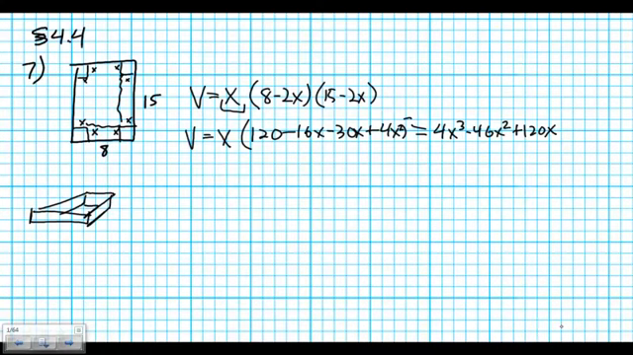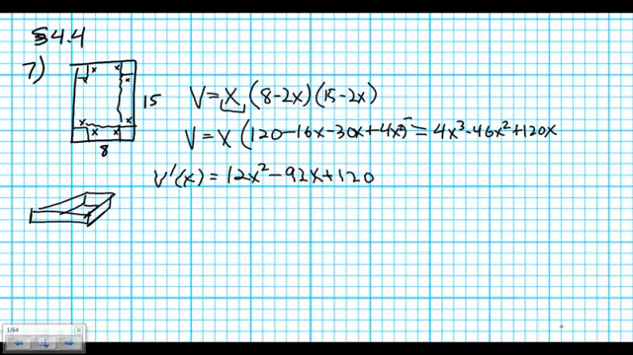Can you take a 2 out of there? Well, I'm going to take the derivative first, and then I'm going to factor out as many things as I can. So let's go ahead and find out what V prime of x is equal to. And I get 12x squared minus 92x plus 120. You can divide that by 12.